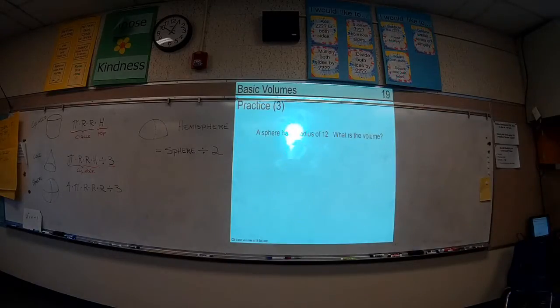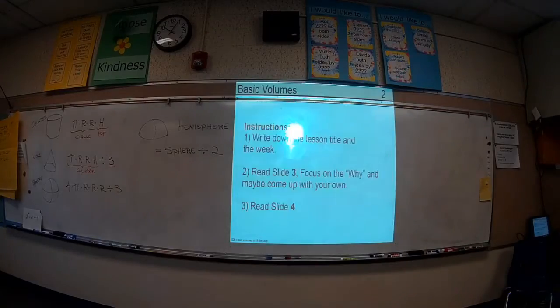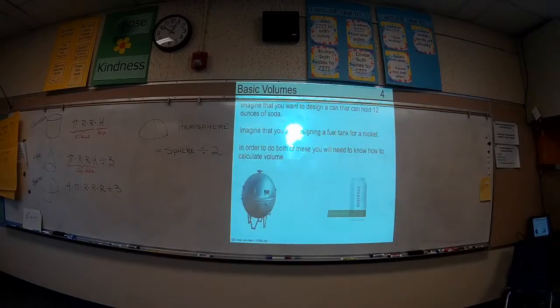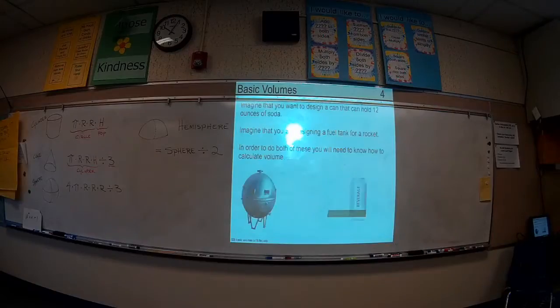Let's start with our learning goal. What is the learning goal? Dakota, what's the learning goal right there? I can find volume of various objects. Good. And Sophia, why? I want to be able to use volume to solve real-world problems. So let's start with the idea of volume in general in a moment.